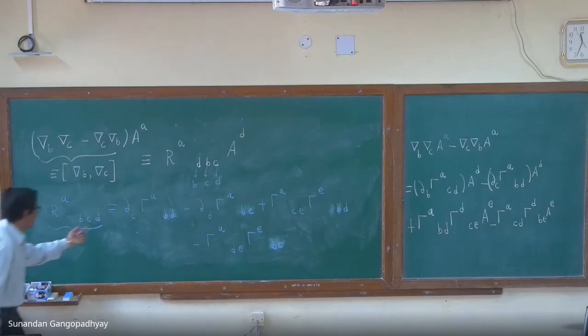It is anti-symmetric in the last two indices, so that you should be able to see immediately. Also, in the first two indices it should be anti-symmetric, and that you can see immediately from this expression. So immediately from here, and there is one more property that is also there.